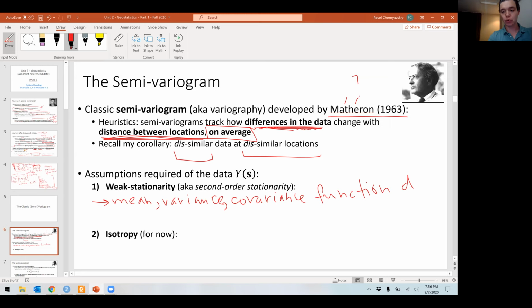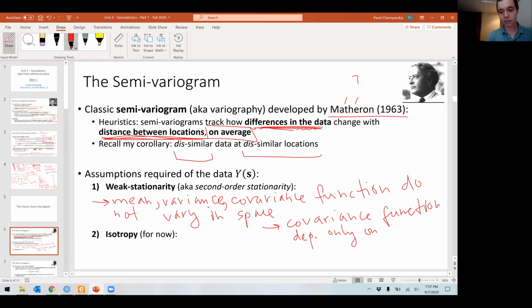do not vary in space. But the covariance function is allowed to decay with distance. So the covariance function depends only on distance between observations, not on the location. All right, I will draw what this means.